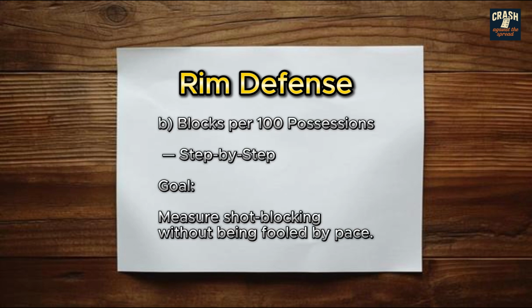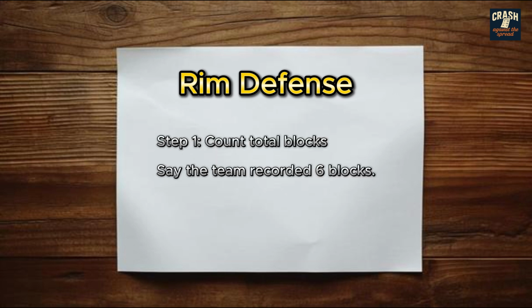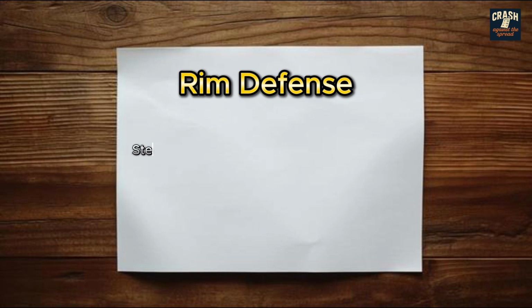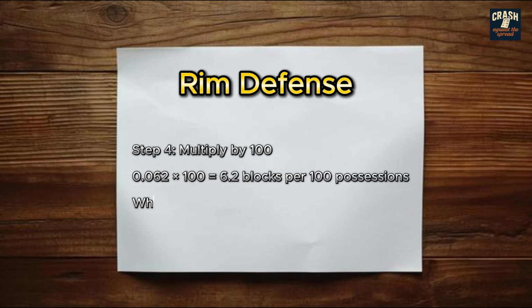B, blocks per 100 possessions. Step-by-step goal: measure shot blocking without being fooled by pace. Step 1, count total blocks. Say the team recorded 6 blocks. Step 2, use defensive possessions. We already estimated 97 possessions earlier. Step 3, divide blocks by possessions. 6 divided by 97 is approximately 0.062. Step 4, multiply by 100. 0.062 times 100 equals 6.2 blocks per 100 possessions.